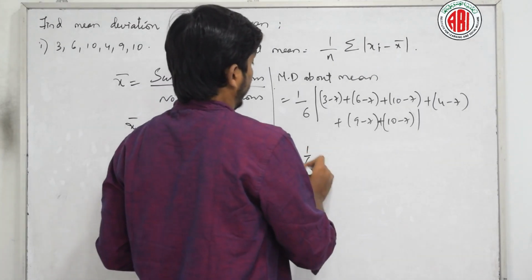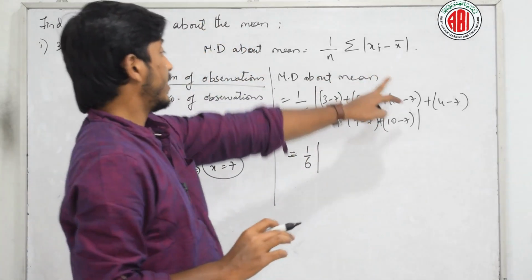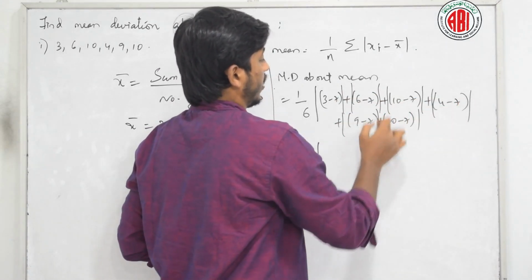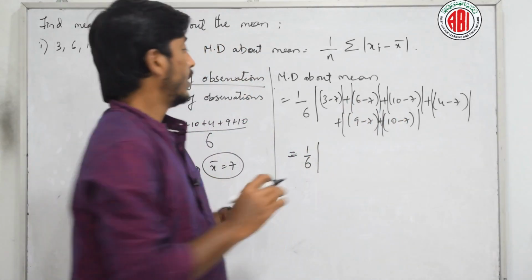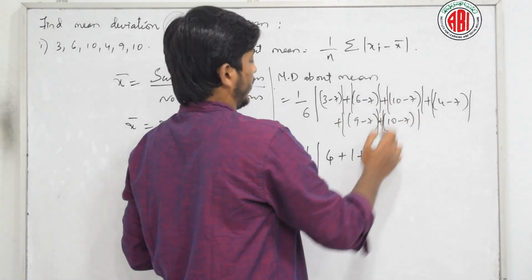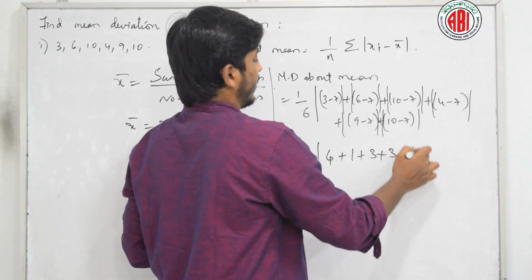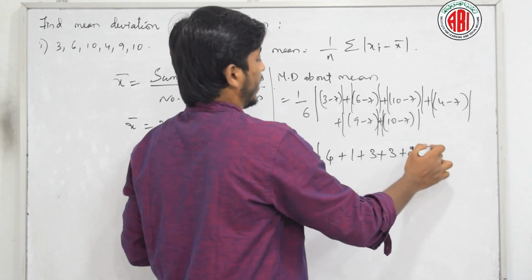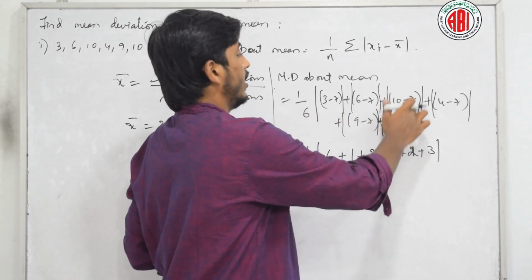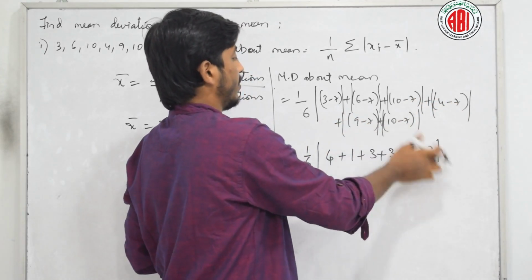Now let me add all these with the modulus. Remember here the modulus is for each and every term. Don't forget that. Okay? Don't get confused. The modulus is for each and every term. 3 minus 7 is 4. 6 minus 7 is 1. 10 minus 7 is 3. 4 minus 7 is again 3. 9 minus 7 is 2. 10 minus 7 is 3.